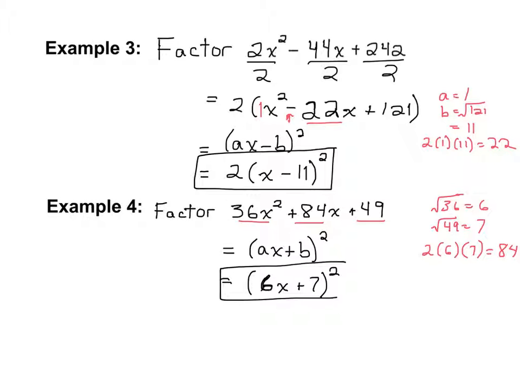Now just a note here, you could factor both example 4 and example 3 using factoring by grouping before. So in example 3, you'd have to find two numbers that multiply to whatever 2 times 242 is, which would be 484. Two numbers that multiply to 484 and add to negative 44. But that can take a while to find what those two numbers are. So if you can recognize that you have a perfect square trinomial, you can get your factored form a little bit quicker.